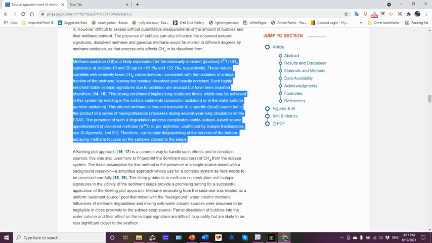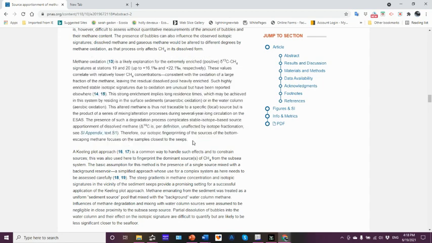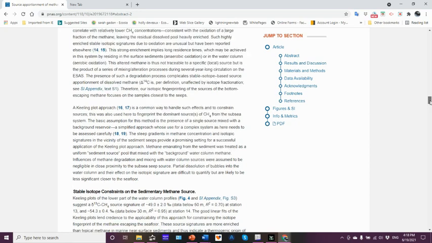Delta 14 is, per definition, unaffected by isotope fractionation. Therefore, isotopic fingerprinting of the sources of the bottom escaping methane focus on the samples closest to the seeps, because apparently their method is able to identify that better.